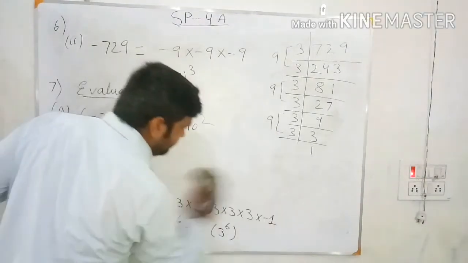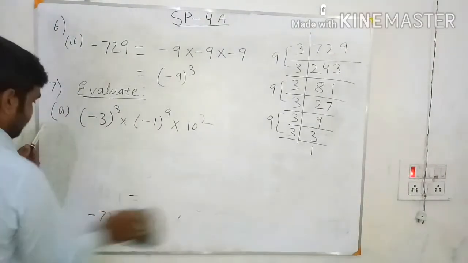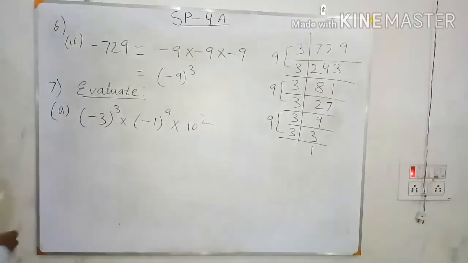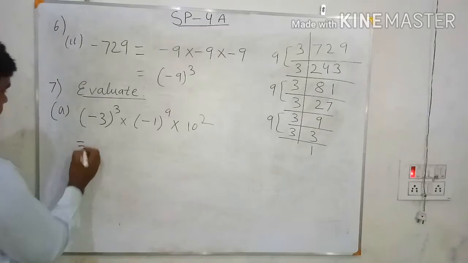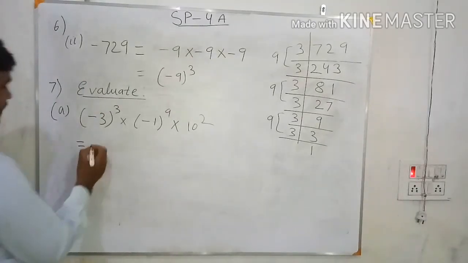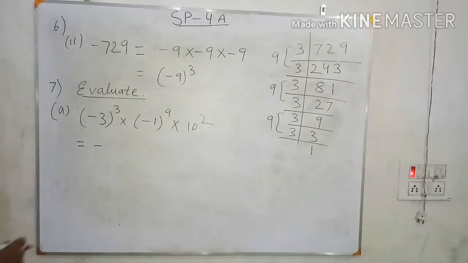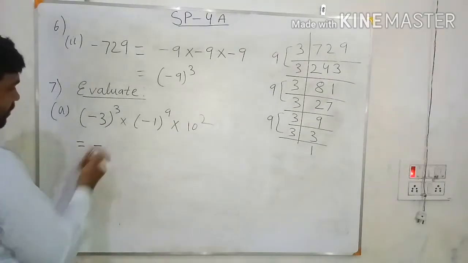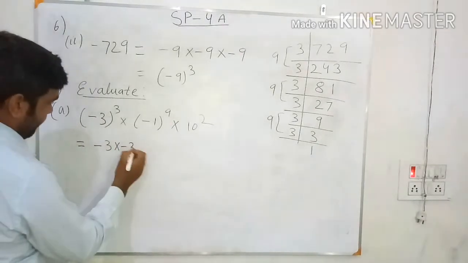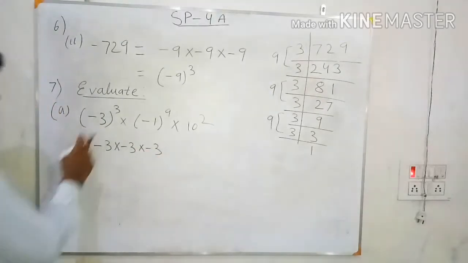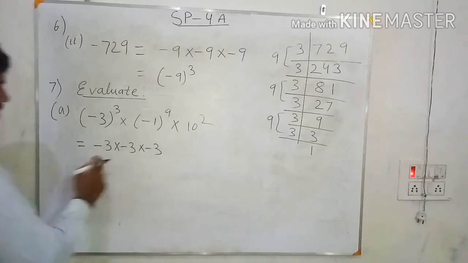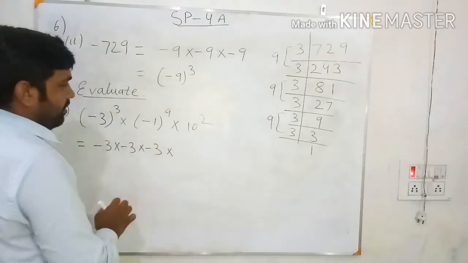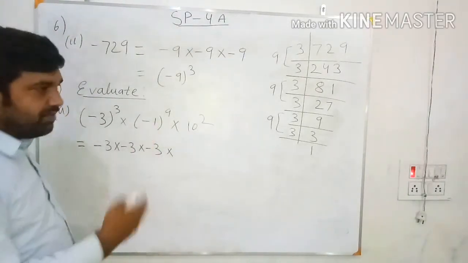So see what will be after evaluation. So base negative, power odd, so value will be negative, and 3 cube, 3 to the power 3 means multiply 3 by itself 3 times. So what you are going to get? Minus 3 multiply minus 3 multiply minus 3. This multiplies the base by itself 3 times. Now here base is minus 1, that is base is negative and power is odd. So here you have to multiply minus 1 9 times.